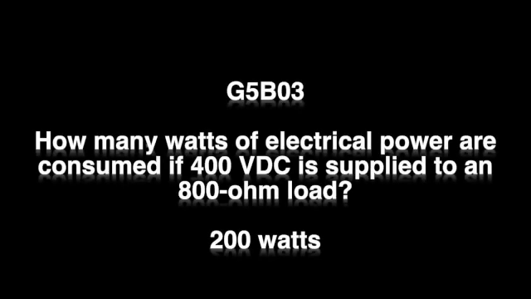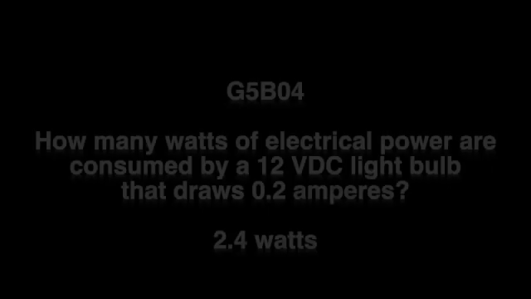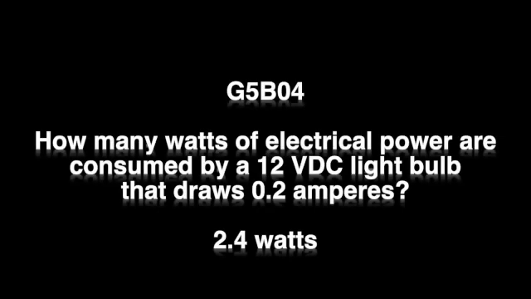G5B03. How many watts of electrical power are consumed if 400 VDC is supplied to an 800 ohm load? 200 watts. G5B04. How many watts of electrical power are consumed by a 12 VDC light bulb that draws 0.2 amperes? 4 watts.